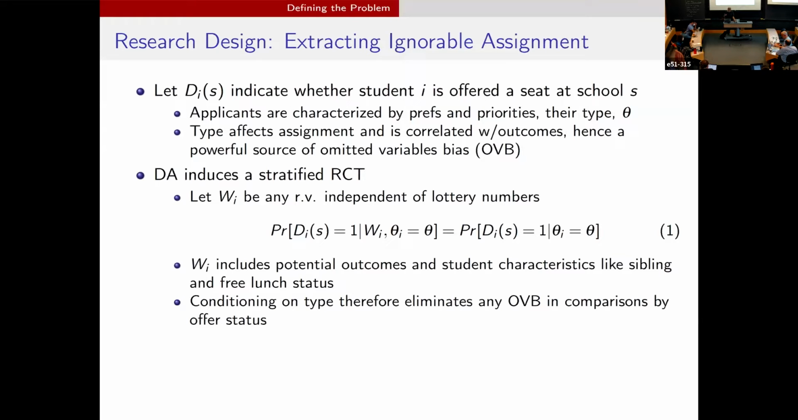Okay, this is just a mathematical version of what I just said. Once I know your preferences and priorities, your race doesn't determine what you get assigned, right? So this is true for any WI, so that includes pre-treatment characteristics, like whether you have a sibling at a school, and it also could include things like potential outcomes. Okay, so a natural starting point is to just tabulate everyone who's got the same exact preferences and priorities and look at differences between students conditional on their type.